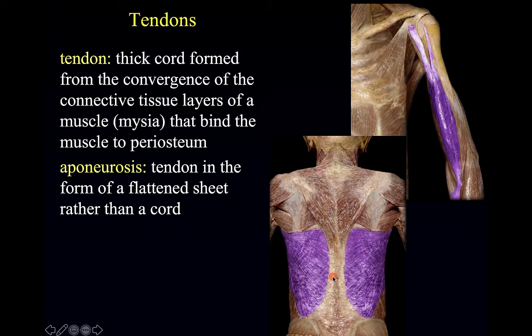Down here, we have our thoracolumbar aponeurosis. It's this whole white banded area. And an aponeurosis is a tendon. It's still a convergence of all of the mysia, and it's still going to connect a muscle to bone of some kind. But an aponeurosis is a flattened sheet rather than a thick cord. So you can imagine that this will be relatively thin if we were able to pinch this, but it does cover a very broad area and is great for attachment of a large muscle like the latissimus dorsi here.